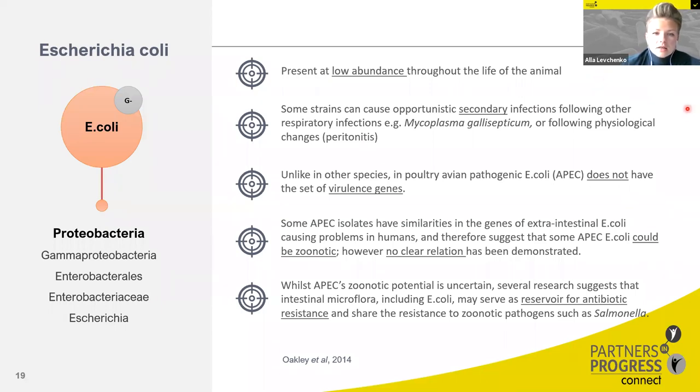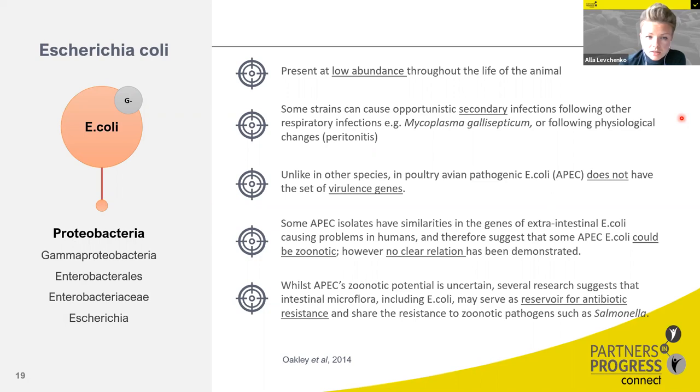Some strains can cause opportunistic secondary infections following other respiratory infections such as Mycoplasma gallisepticum, or following physiological changes, as an example, peritonitis. Unlike in other species in poultry, avian pathogenic E. coli, shortly APEC, does not have the set of virulence genes, so it is unlikely that this bacteria will be the primary cause of infections, and therefore it comes as a secondary infection.